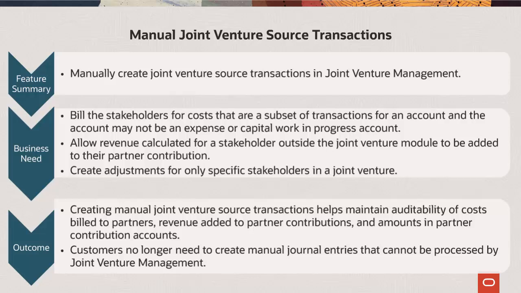Creating manual joint venture source transactions helps maintain auditability of costs that are billed to partners, revenue added to partner contributions, and the amounts in the partner contribution accounts. Customers no longer need to create manual journal entries that cannot be processed by joint venture management. The following demo will show how manual joint venture source transactions can enhance your business.